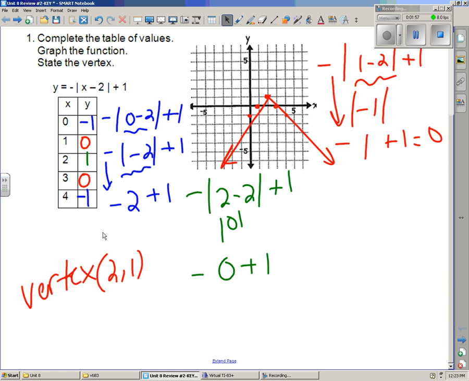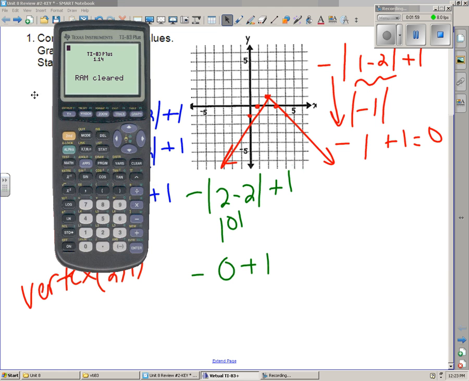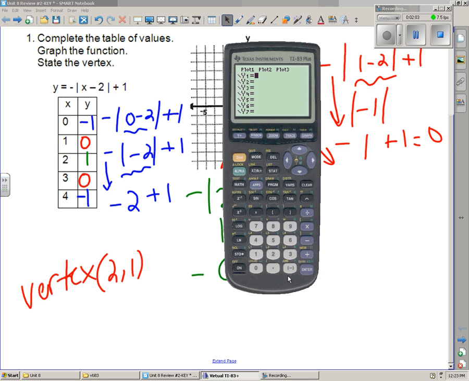Okay, so if you go to the calculator and you go to y equals, we're going to type in the rule, and it's going to be negative. You've got to go to math, over to number. There is where you see ABS for absolute value. In the absolute value is the x minus 2. Close up your parentheses, add it by 1. Okay, so this should match exactly what we had here, and it does.